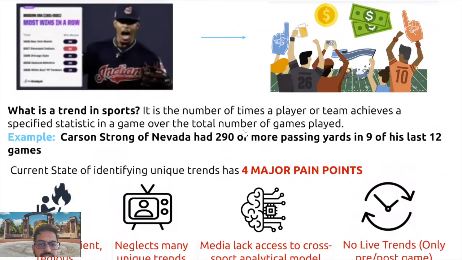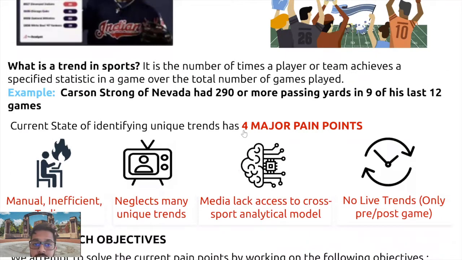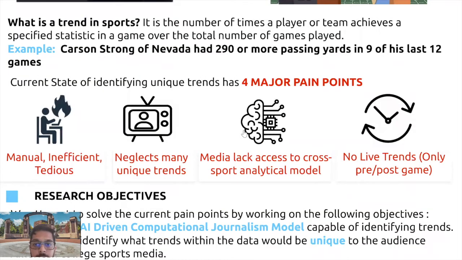A trend in sports is the number of times a player or a team achieves a specified statistic in a game over the total number of games played. The current state of identifying trends has four major pain points. It is manual, inefficient, and tedious. It neglects many unique trends. Media lacks access to cross sports analytical models, and there is no live trend generation. It happens only pre and post the game.